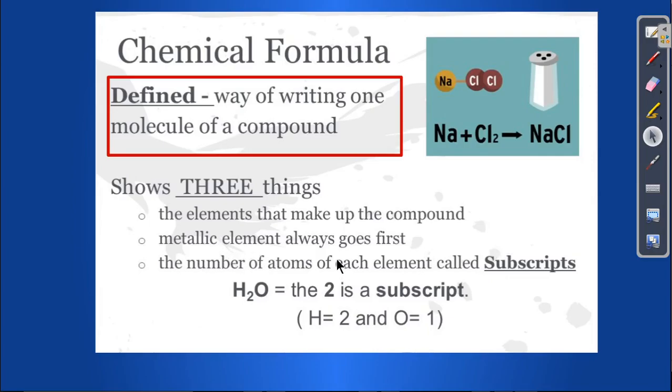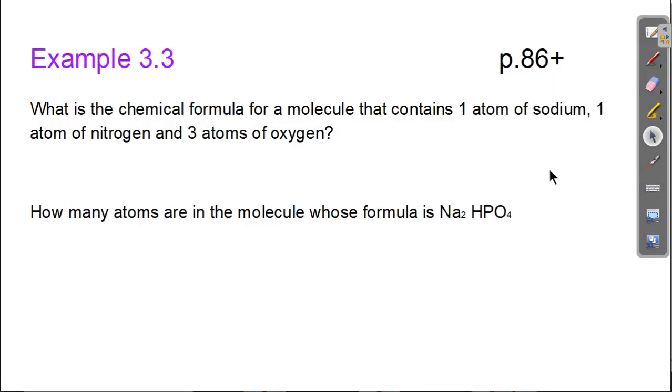Metals, remember last week we learned about metals versus non-metals. Metals are always named first if you have a metal. Let's look at example 3.3 on page 86. With all the information that you have learned so far, what can you do? Well, what is the chemical formula for a molecule that contains 1 atom of sodium, 1 of nitrogen, and 3 atoms of oxygen? And then, how many atoms are in this molecule? You need to be able to do stuff like that.